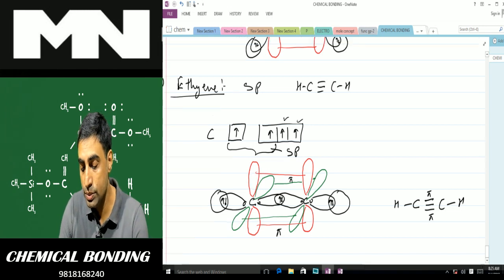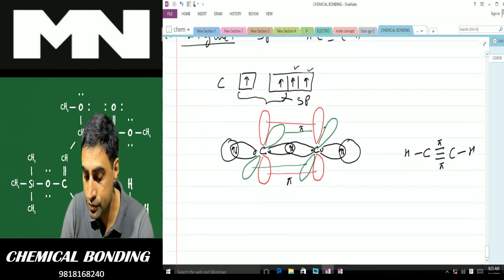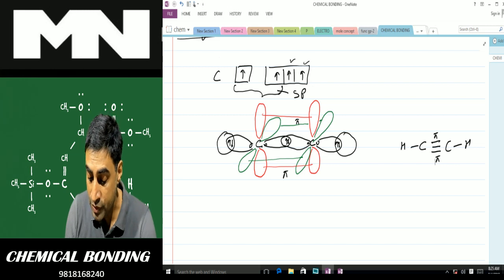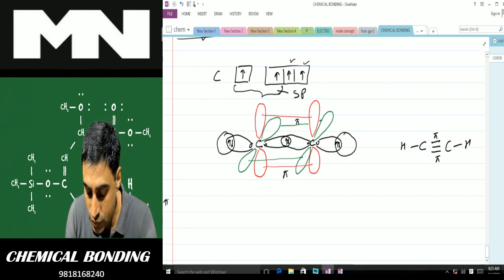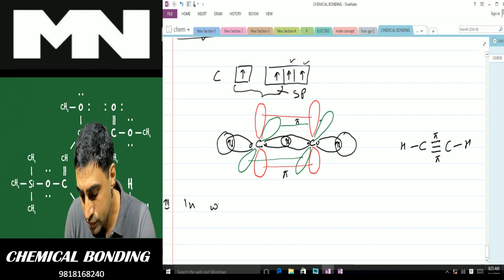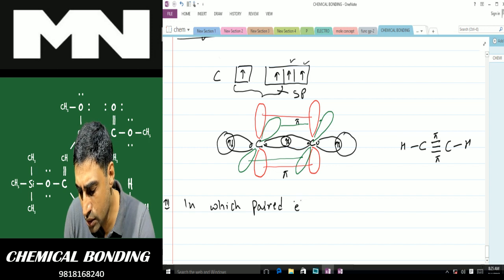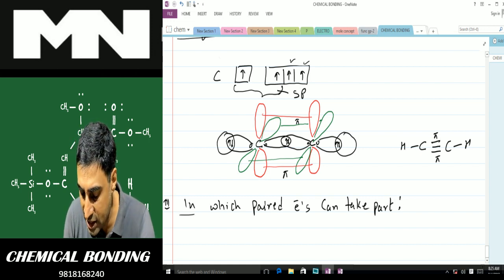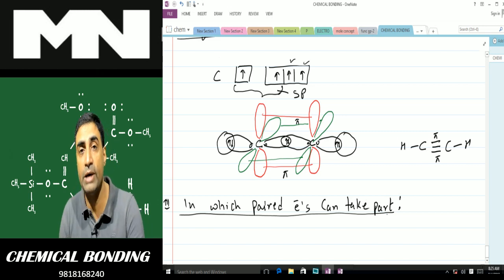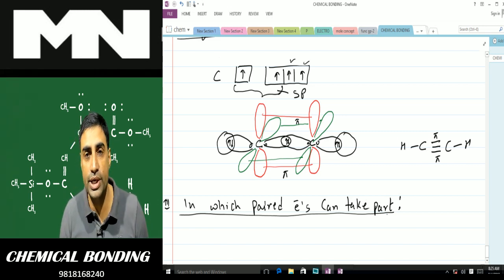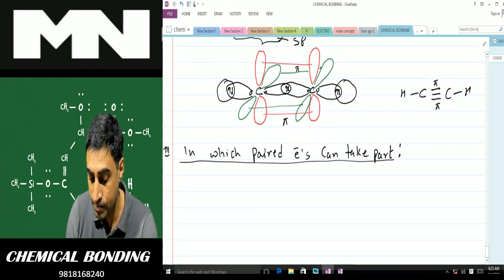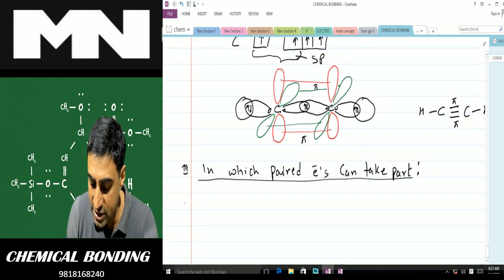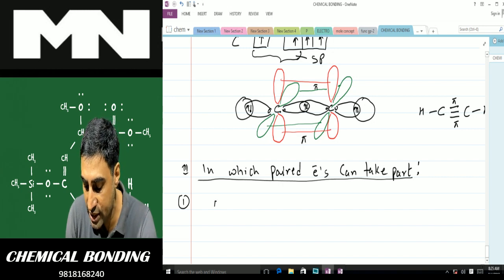Now we'll move on to the third type of hybridization. After that, we'll do a recapitulation. The third type of hybridization is one in which paired electrons can take part. Although paired electrons can take part in hybridization, they will not take part in chemical bonding. This is what we learned in valence bond theory: only unpaired electrons take part in chemical bonding. In this, I'll give you two examples. The first example I'm giving you is that of NH3.